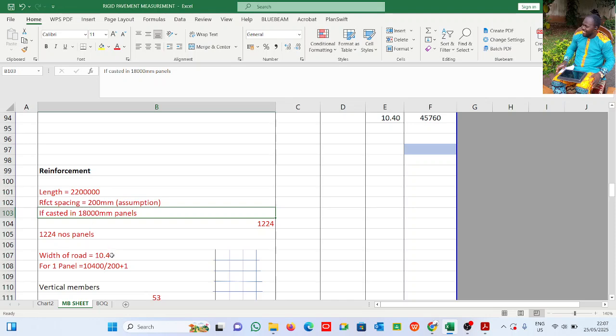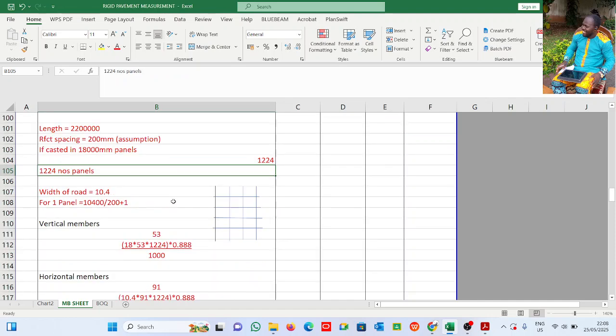How many panels are we going to have? So this is basically this divided by 18,000, as it is in millimeters. So we're having 1,224. 1,224 panels is what we are going to have. So it means this here will have 1, 2, another one, another one, to cover that length of road. 1,224 panels is what we are going to be having.